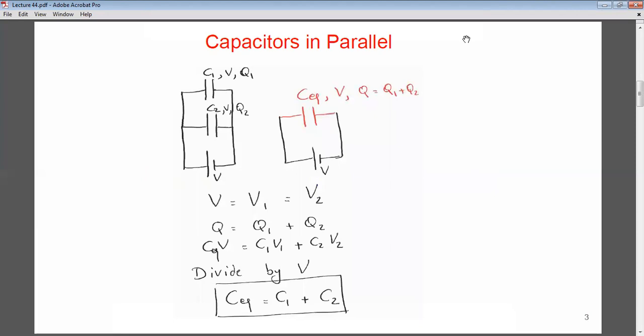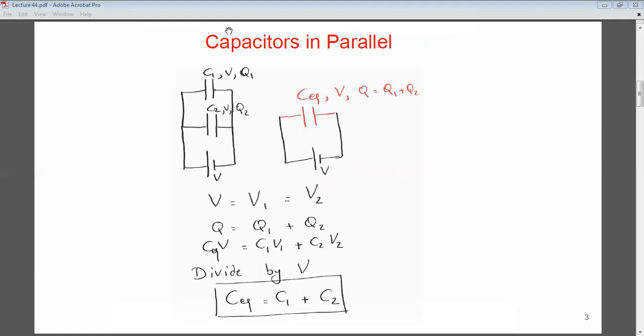Now, the easiest two ways to combine capacitors are in parallel or in series. So for example, in this case, we have two capacitors. One of them has capacitance C1. The other one has capacitance C2. And they're connected in parallel with a battery V. Here, I have to remember that if they are in parallel, then the voltage across each capacitor is the same as the voltage V across the battery. So V equals V1 equals V2. That's why here I did not call it V1, V2. I just called it V.